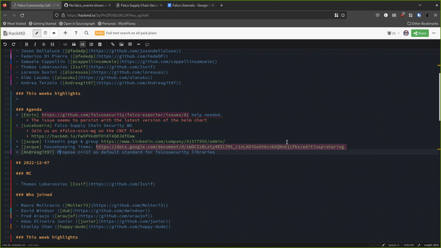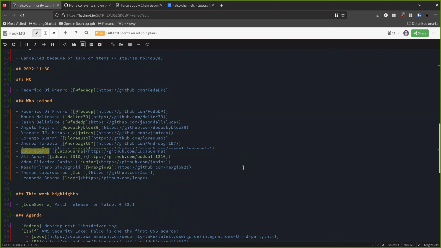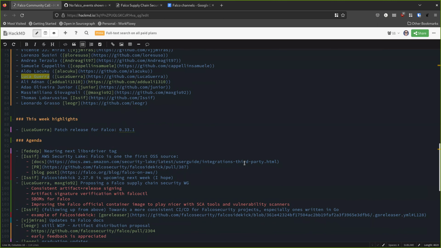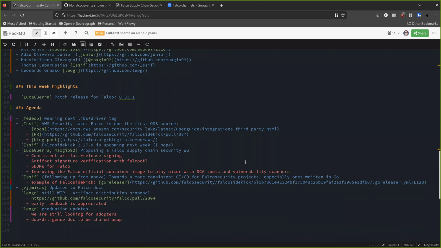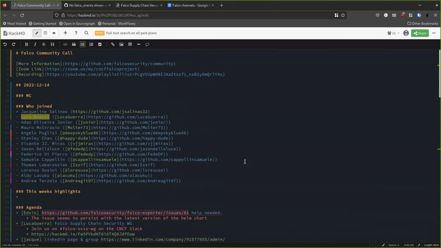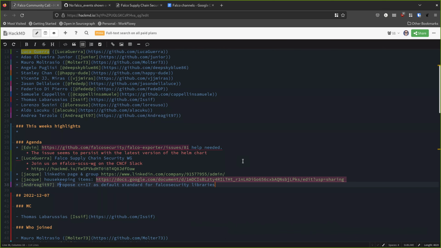Thank you. The idea is to propose C++17 as a default standard for the Falco security libraries. This is because today we do not have a well-defined standard, and I have already tried to compile all the possible flavors of libsinsp and Falco with C++17, and I haven't seen any issue.